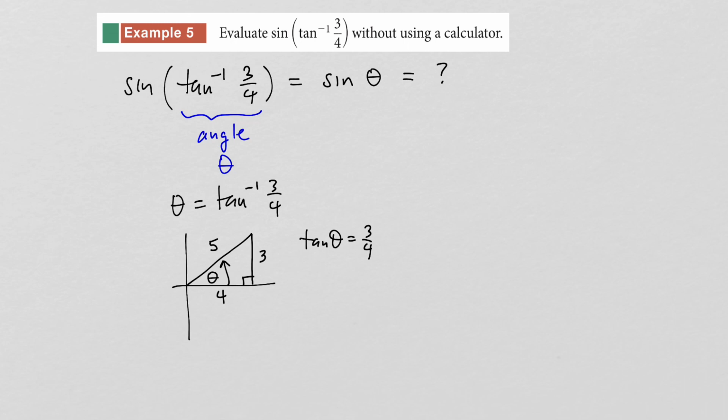Now all I have to do is find the sine of theta, and this is incredibly easy because we have a picture of theta. We know that sine is opposite over hypotenuse. And so this is going to be equal to 3/5.